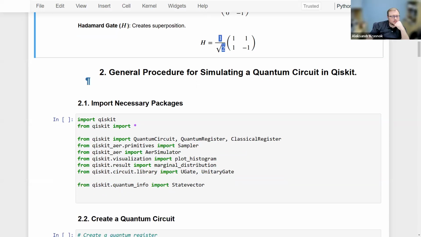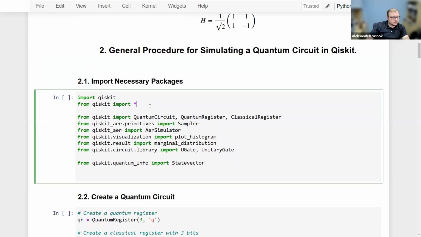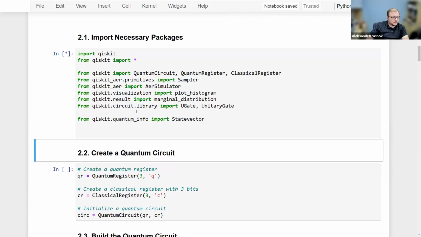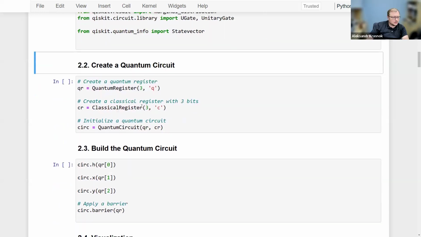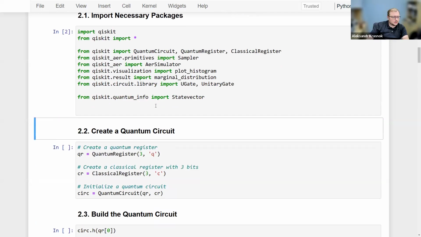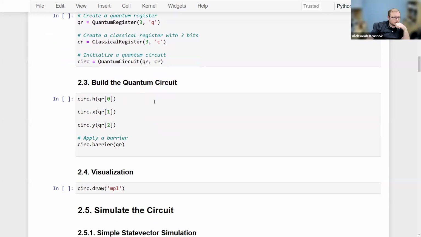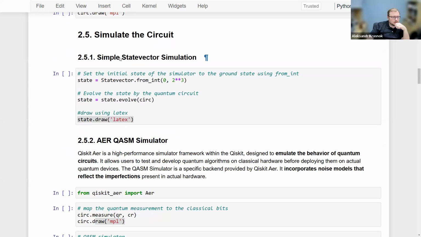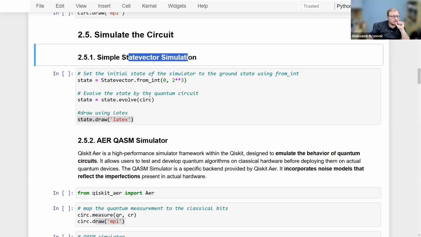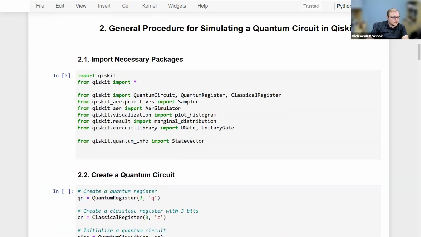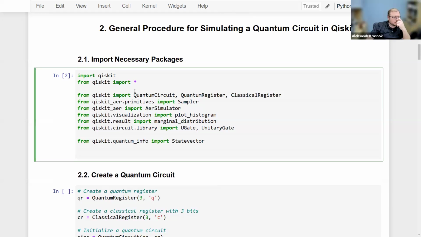Okay, and we also discussed some preliminary elements, basics of using Qiskit for quantum simulations. Basically, we were able to discuss only state vector simulation, as far as I remember. So state vector simulation.